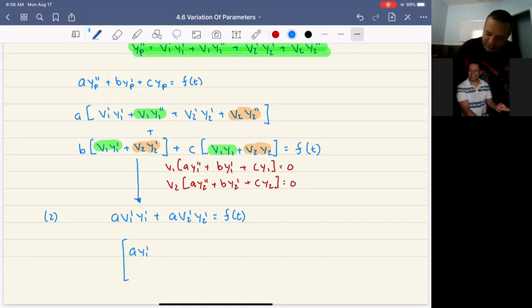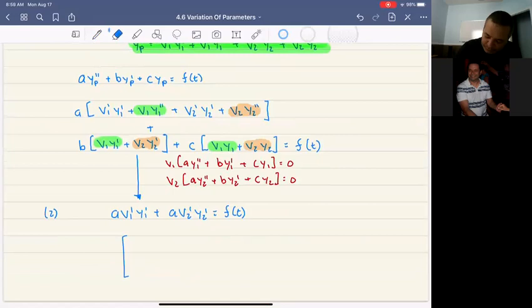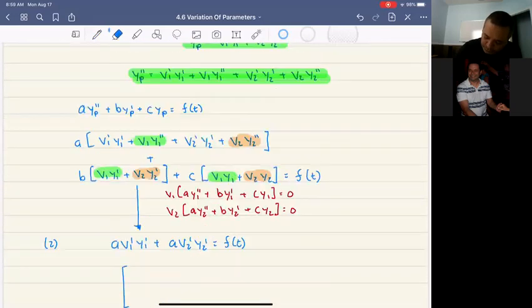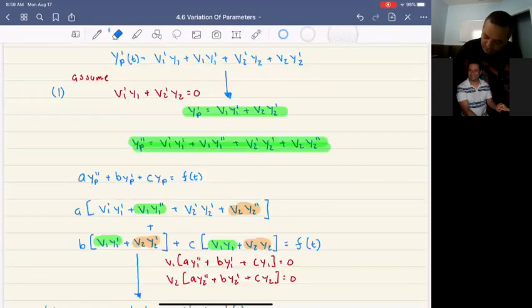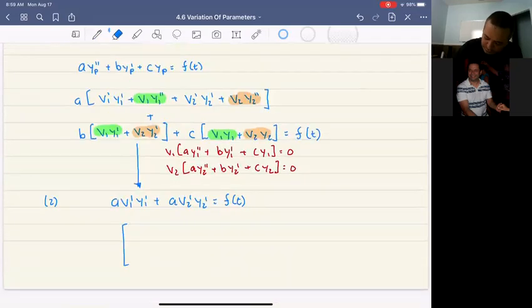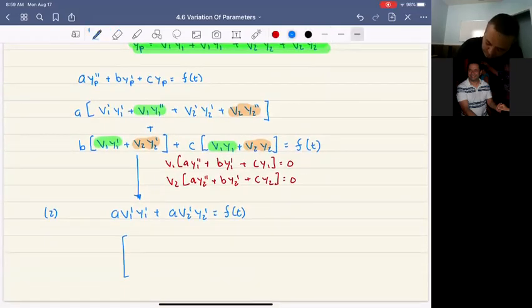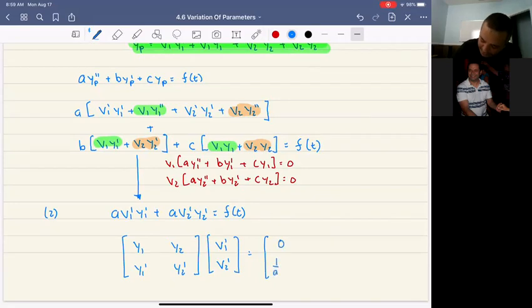Let me write it this way instead: y1, y2, y1 prime, y2 prime, without the a here. The reason is you'll see shortly. So here we have v1 prime, v2 prime equals 0 and 1 over a times f of t.